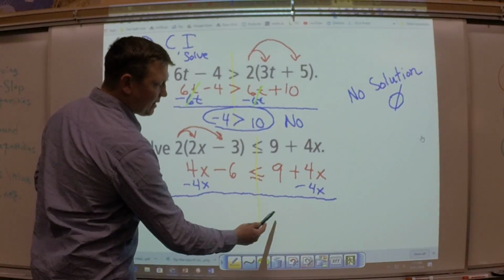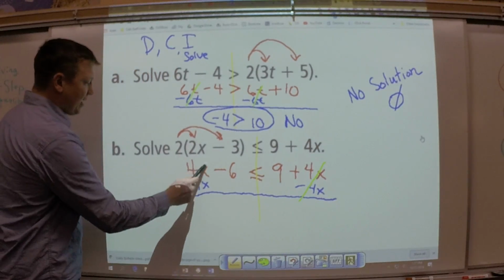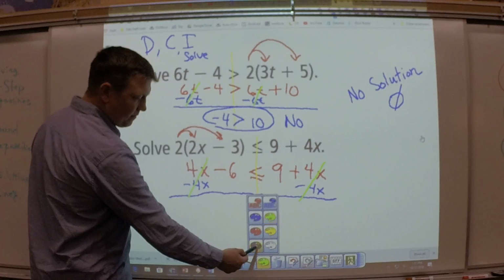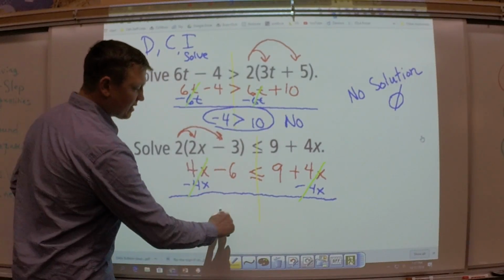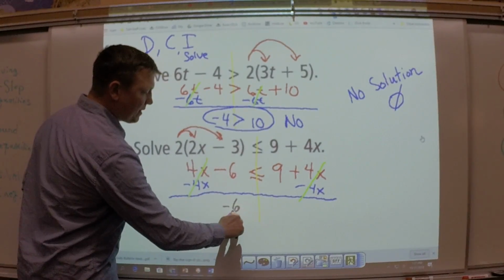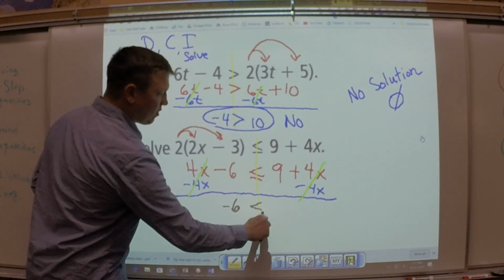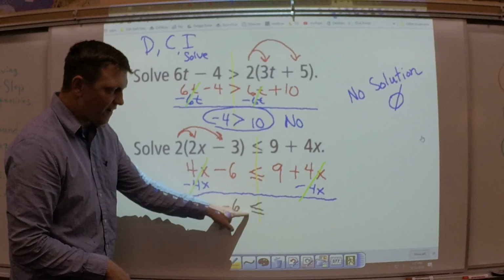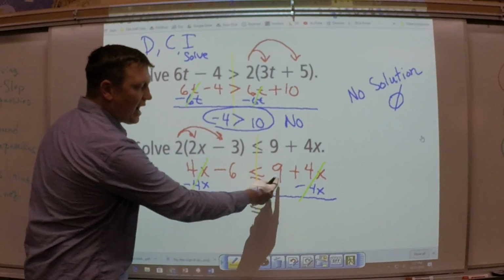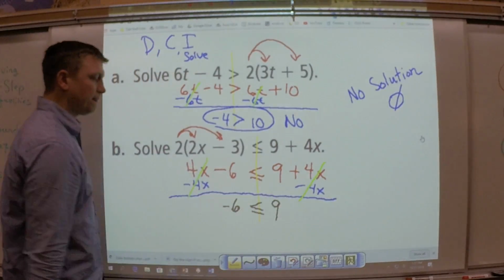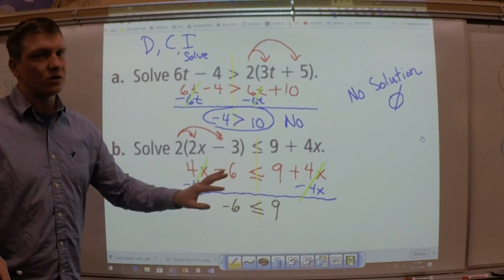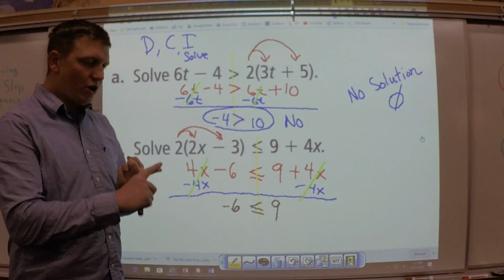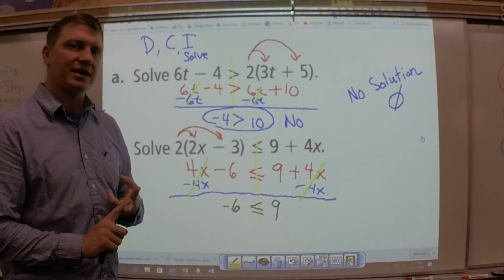So what ends up happening is this will cross out and this will cross out. Because 4x minus 4x turns into 0. And I get negative 6 right there. Drop it down. Is less than or equal to. I didn't multiply or divide by a negative, so keep it the same. Keep it facing the same way. And then 9 is right here. All right? Wait a second. No variables. That's okay. You know if the variables cancel out, you have two options. No solution or infinitely many solutions.